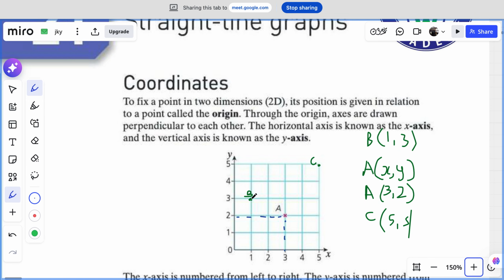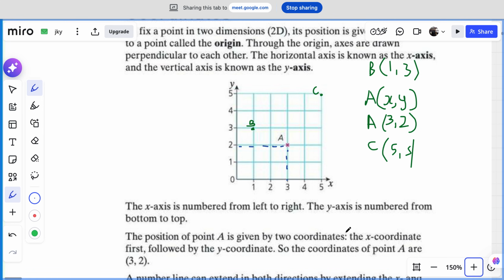If we choose a point at this junction and are asked to give its coordinate, we read it to the x-axis first, and then to the y-axis. So the x value is 5, and the y value for this one is also 5. So we say (5, 5) for the coordinate of C. Okay, so this is how we locate coordinates.